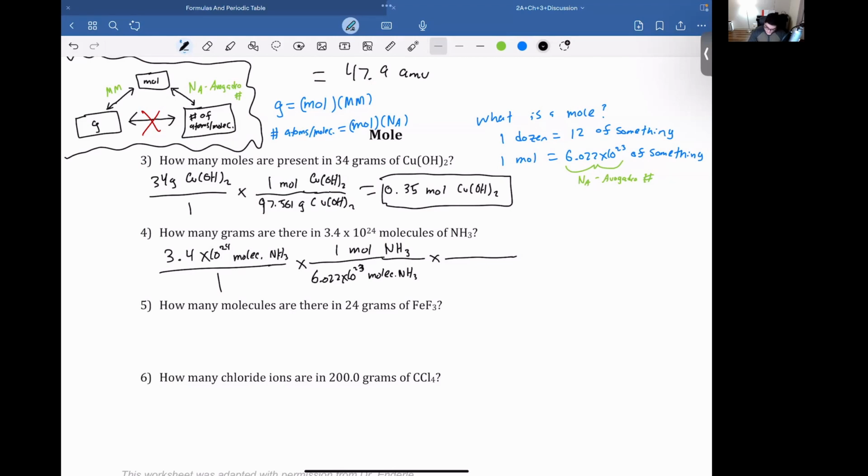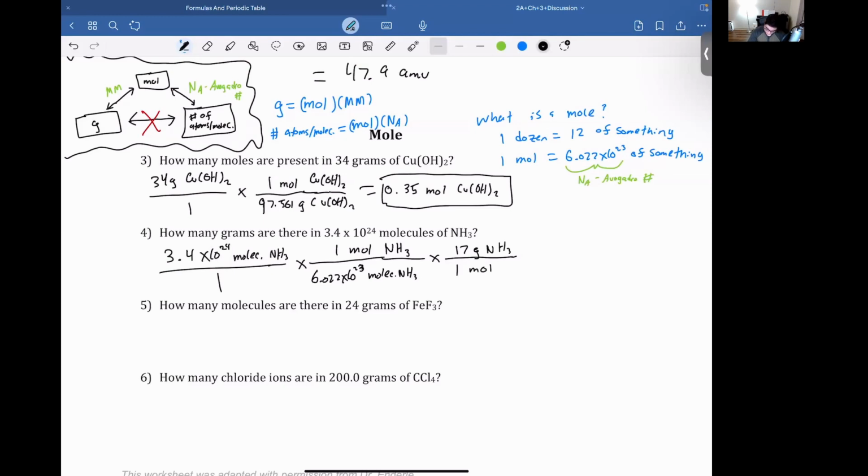And then, let's see, moles, grams. So now we're going to go from moles to grams, right? So we're going to use the molar mass. The molar mass of NH3 is, I think it's like about 17 or something, or no, 15. No, it's 17. I was right. So it's 17. You have 17 grams of NH3 for 1 mole.